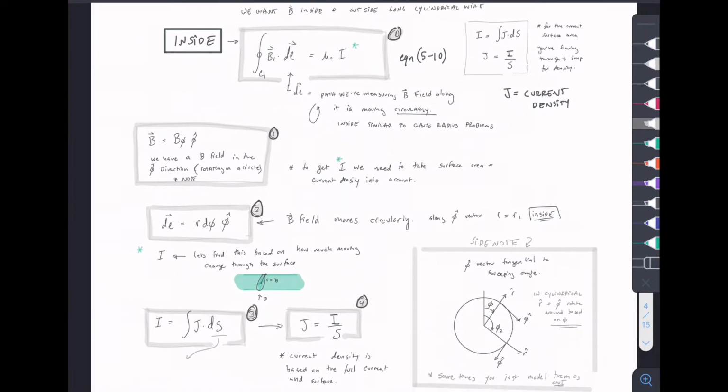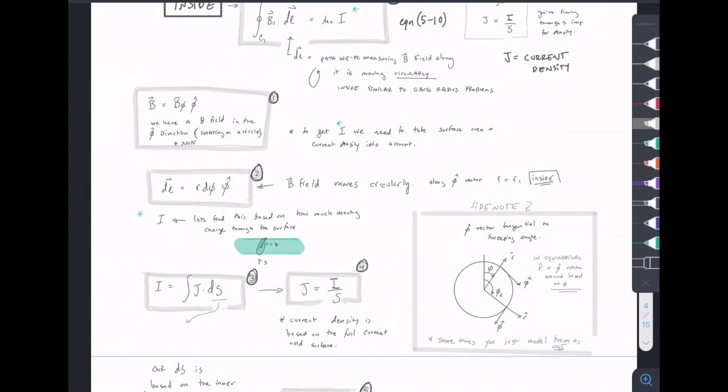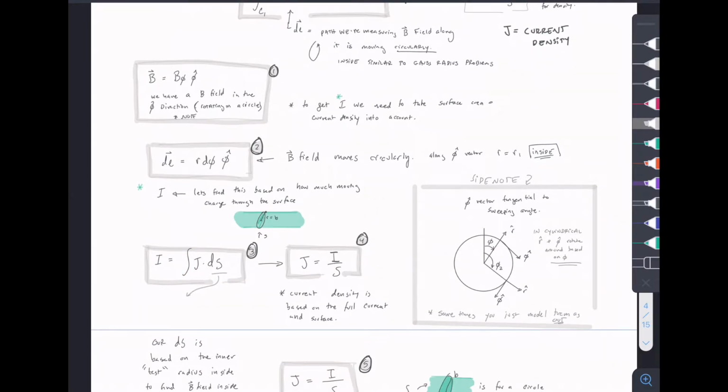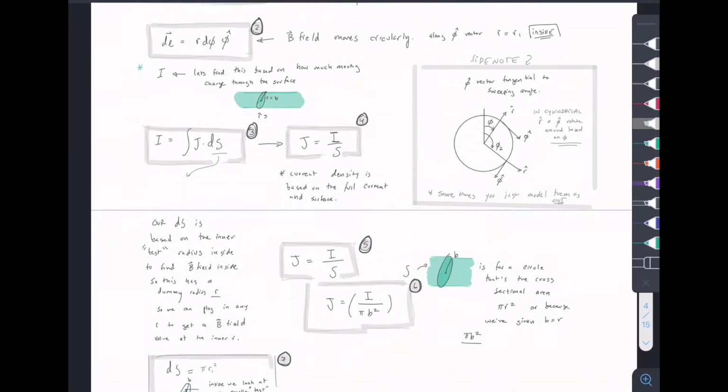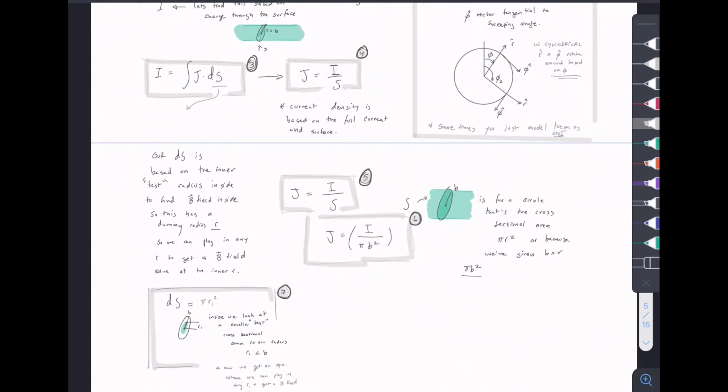Okay, so let's look at what that means. So first off, we know that current is equal to the integral of J dot ds, where J is current density. J is also equal to I over S. Okay, so in this case, our current density is equal to I divided by the total cross-sectional area, so the total radius of b. Okay, so we're finding the current density.